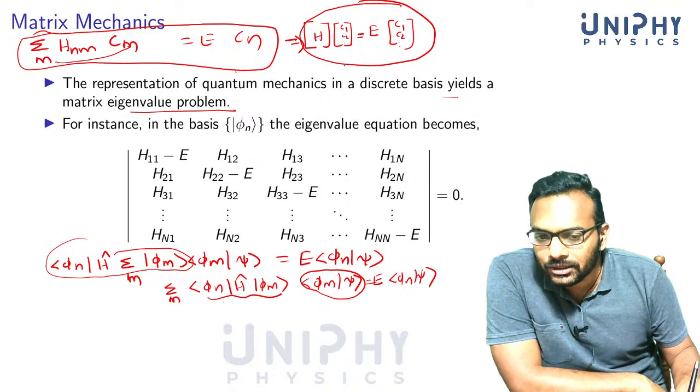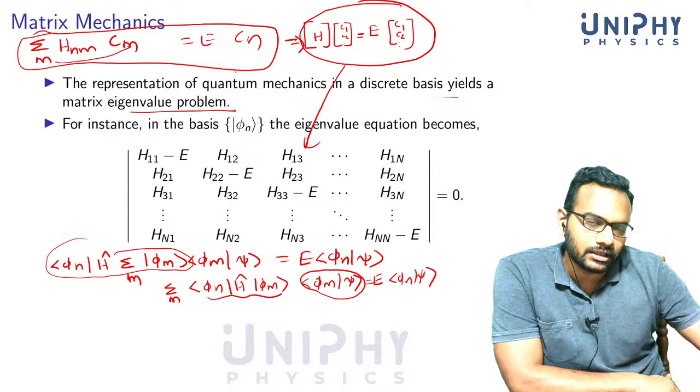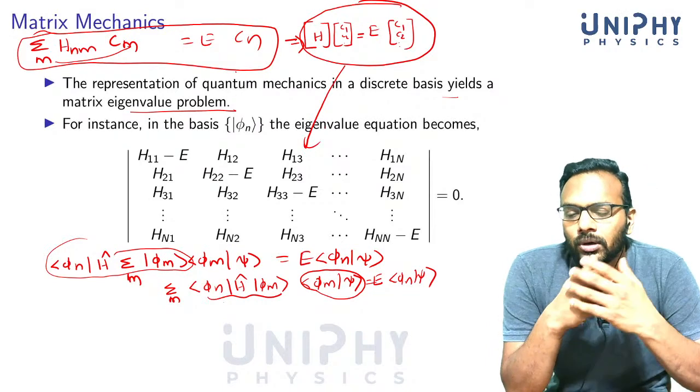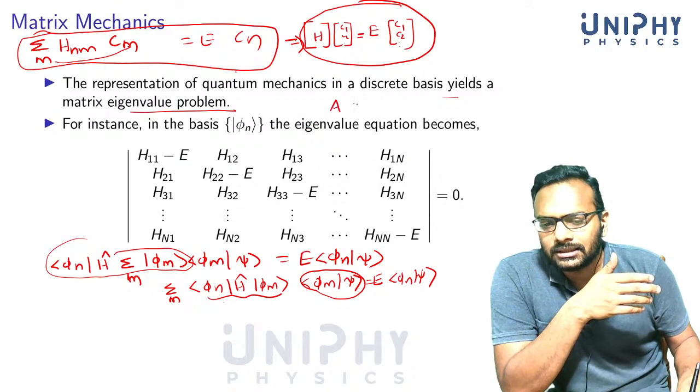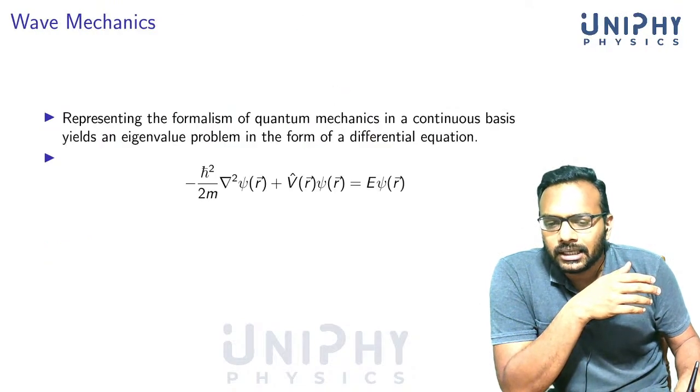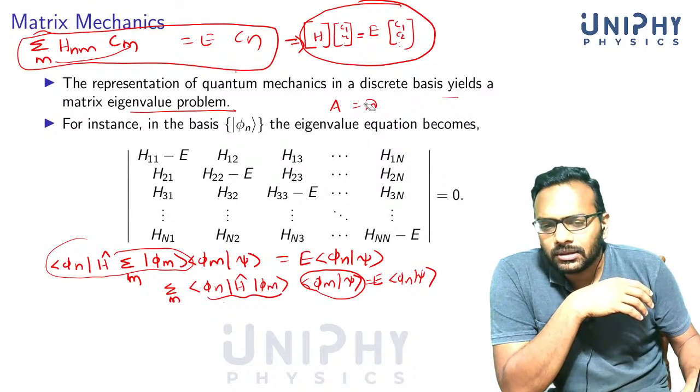Now once you have an eigenvalue equation in the case of a matrix, we know how to find the eigenvalues. So you might have studied A is equal to lambda. How do we write it?